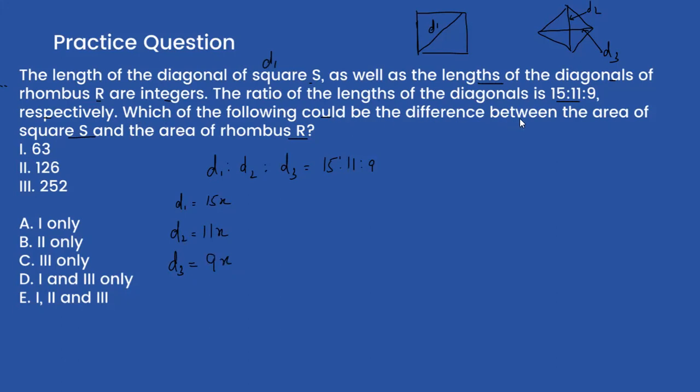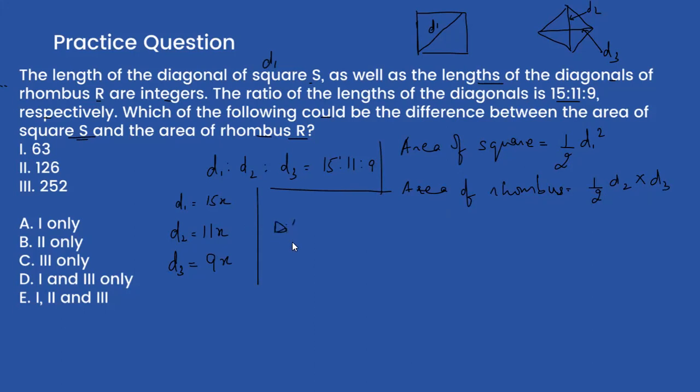Which of the following could be the difference between the areas? Now, what is the area of a square with respect to the diagonal D1? The area of a square is half D squared, or half D1 squared for this case. Similarly, the area of a rhombus is half D1 into D2, which for this case will be half D2 times D3. Now, the difference between them is required.